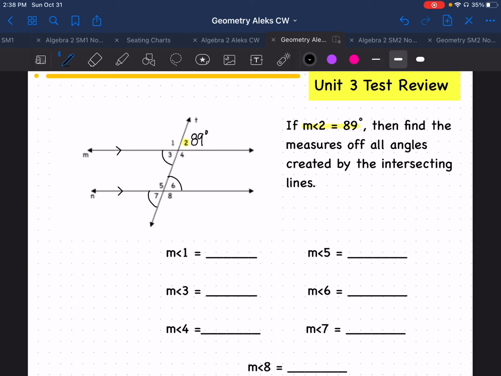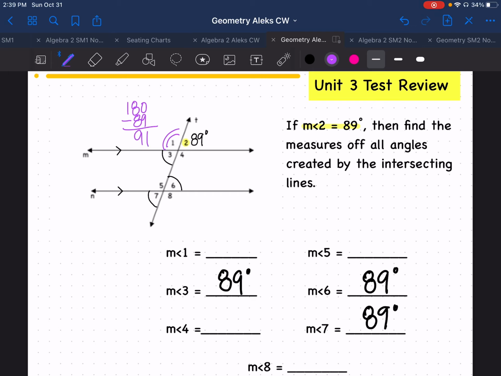So let's go ahead and put that angle 3 is 89 degrees. That angle 6 is 89 degrees. And that angle 7 is 89 degrees. Now, to find the rest of them, all I have to do is find angle 1. Well, the beautiful thing about angle 1 is that it is a linear pair to angle 2, which is your given angle. So to find angle 1, I'm going to take 180 and subtract the number that they gave me for angle 2. 180 minus 89 is 91.